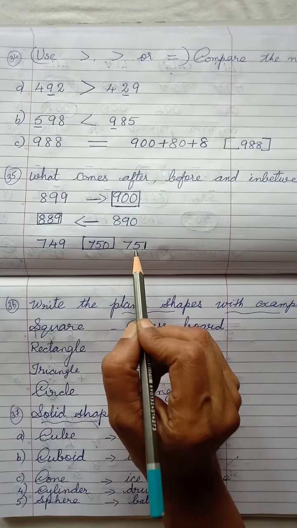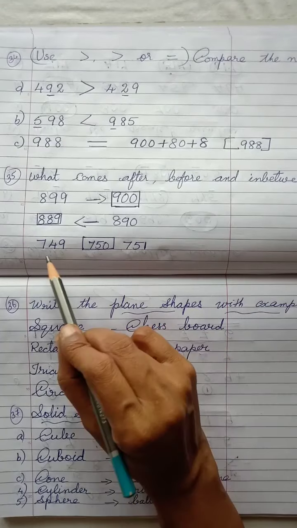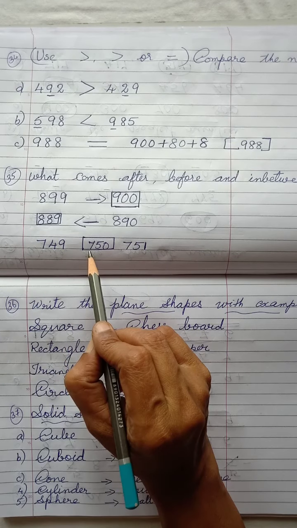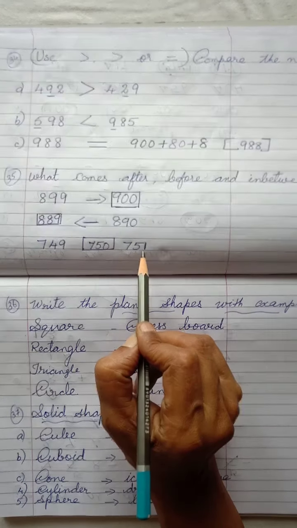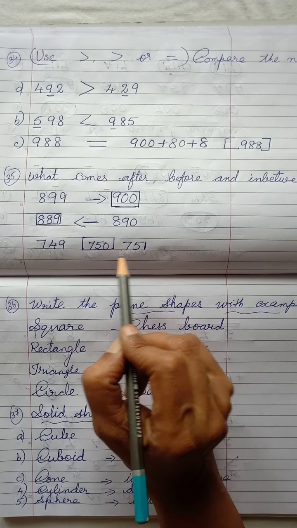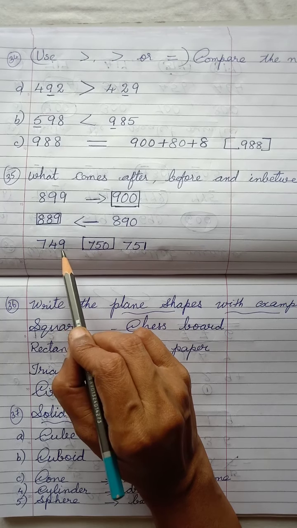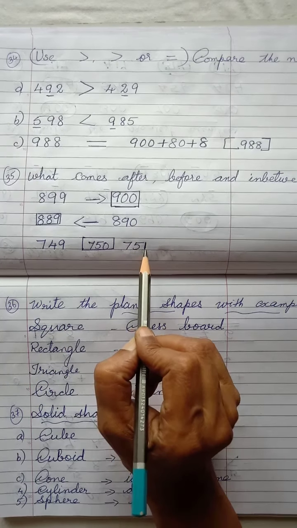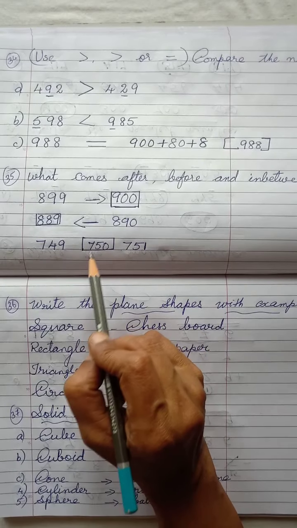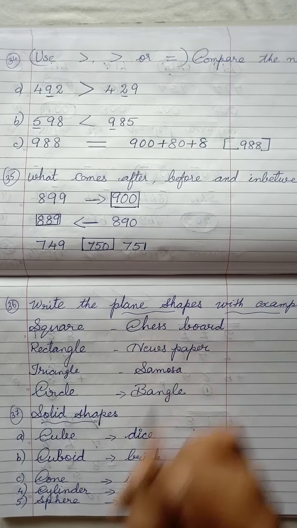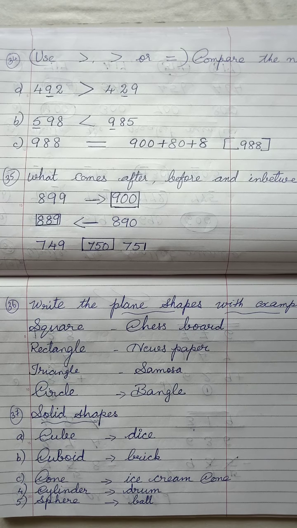Next one, 749 and 751. In between these two numbers. 749. Next one 750. Next one 751. In between 749 and 751, which number comes? 750. Clear?